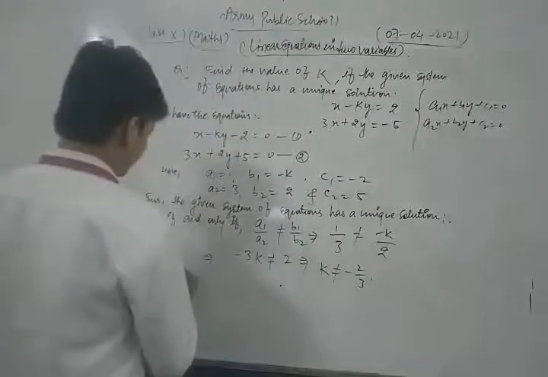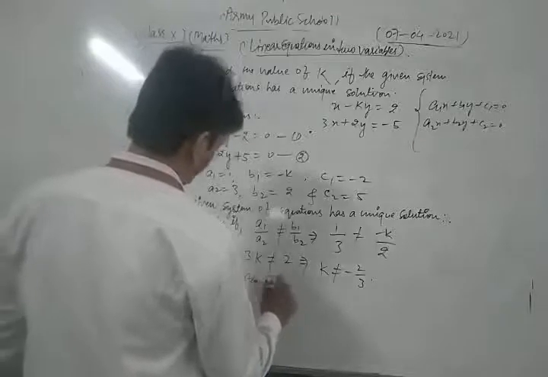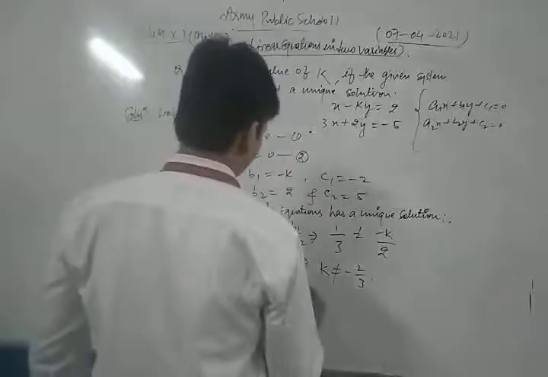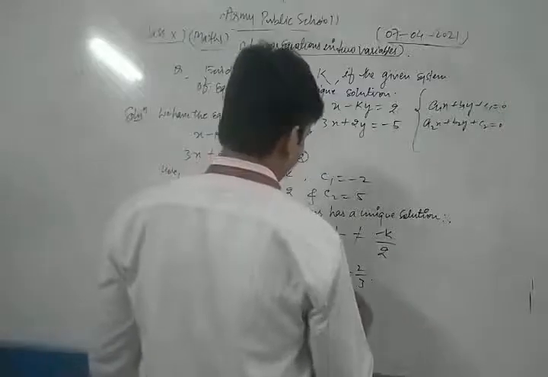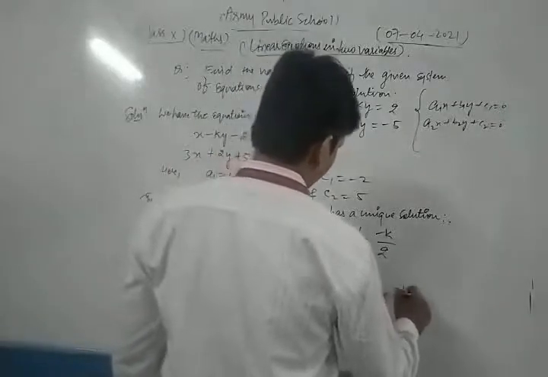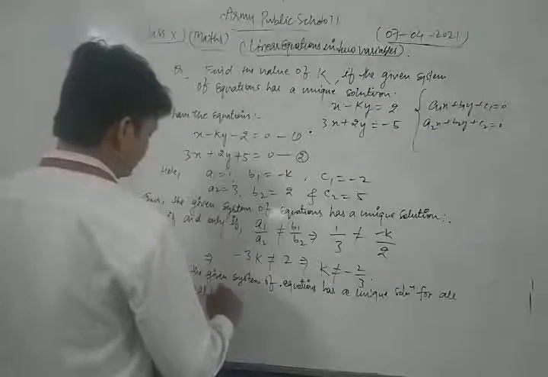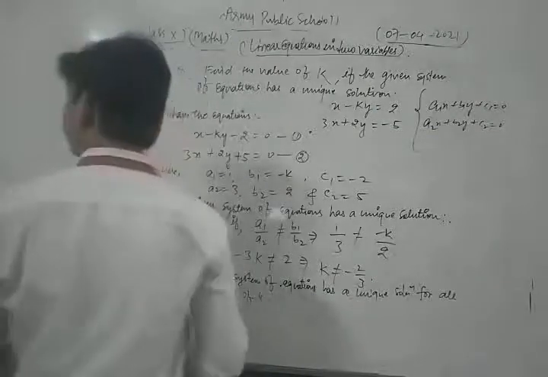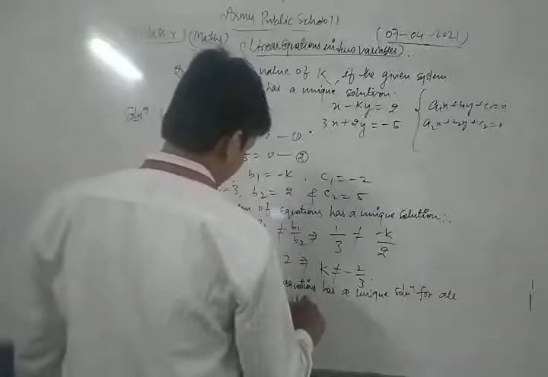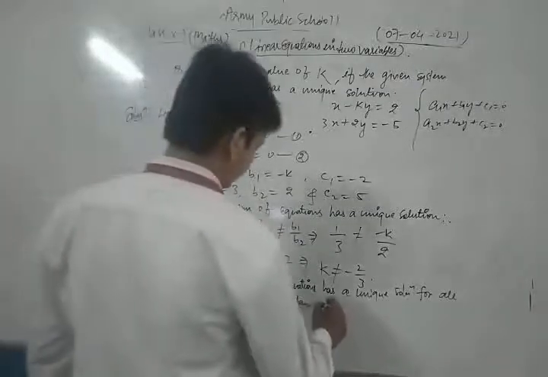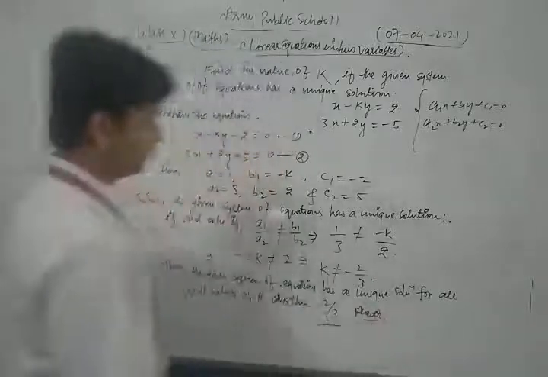Thus the given system of equations has a unique solution for all real values of k other than minus 2 by 3. This is the required solution of the given question.